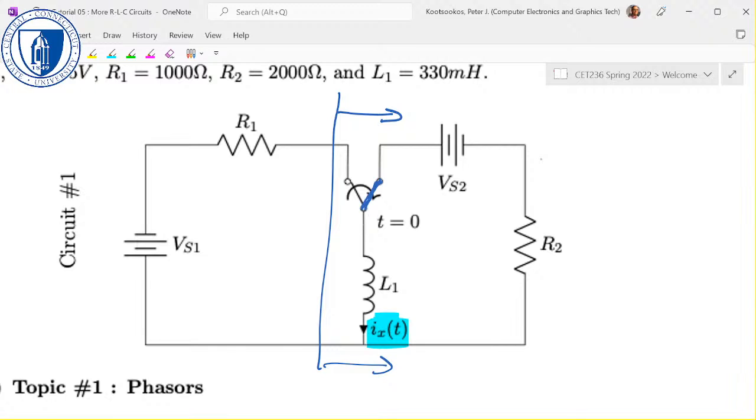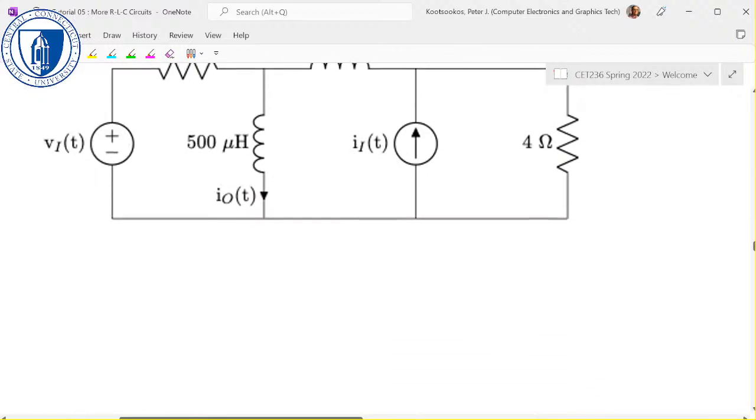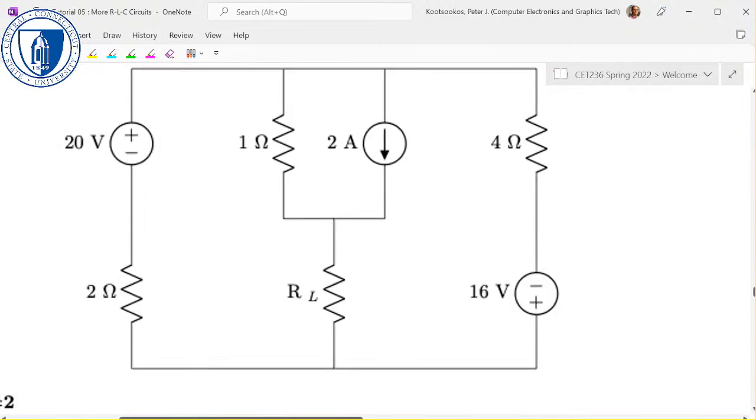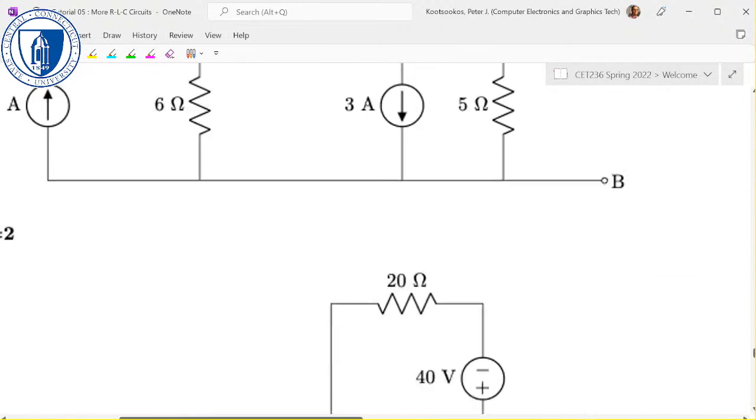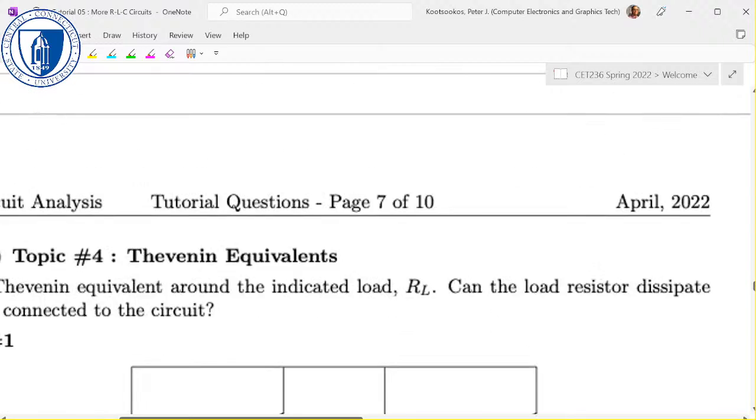If I had some more resistors in there, finding the Thevenin resistance may require a little bit more work. But in this case, this is the Thevenin resistance. But there are other questions, I think. Let me see if I've got any more, maybe I don't. I think these are all Thevenin and Norton questions. No, I don't think I've got any other transient ones here that are more complicated.